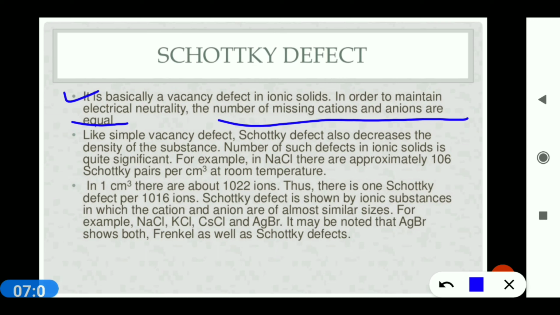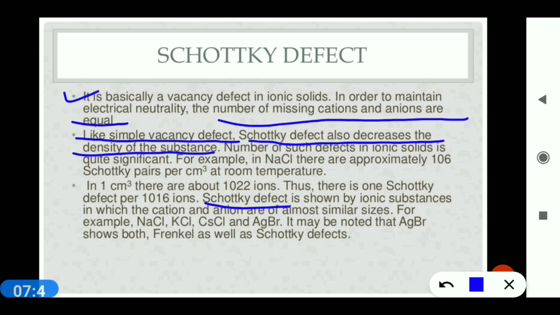There will be no change in its stoichiometry, or you can say there will be no change in the ratio of cation to anion. Like simple vacancy defect, Schottky defect also decreases the density of the substance, because a vacancy is created: a cation and an anion will be missing from their sites. If the cation and anion move away, their mass will obviously decrease and the density will also be less.